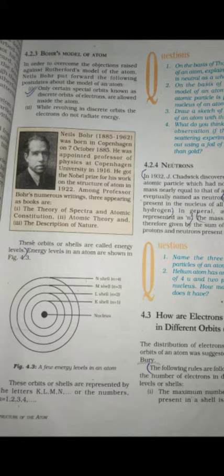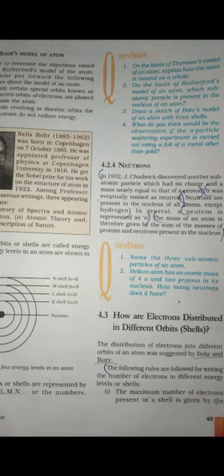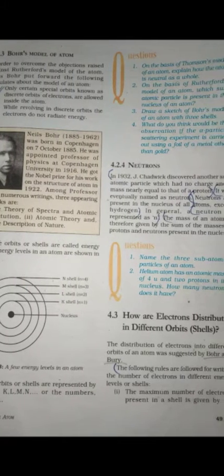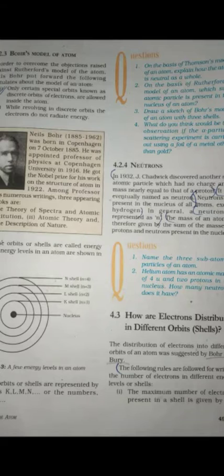Then after that, in 1932, J. Chadwick discovered the third subatomic particle, that is the neutron. He discovered the neutron, and this neutron is neutral. It does not have any charge. So actually what does an atom contain? An atom contains electrons, protons and neutrons.